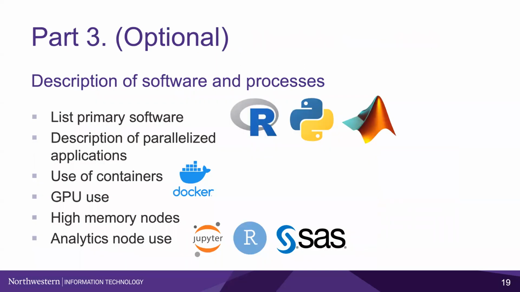Part 3 of the template is optional. This is where a user can specify different software and modules that they're planning to use for their research needs. This section includes things like parallelizing code, GPU use, containers, high memory nodes, and analytics nodes.